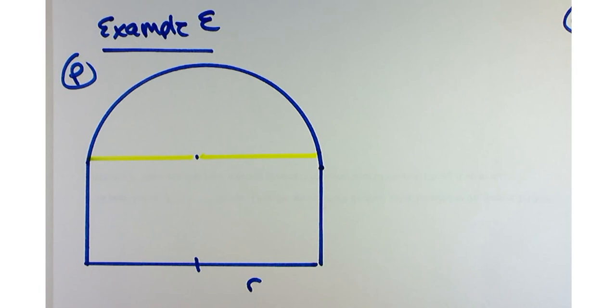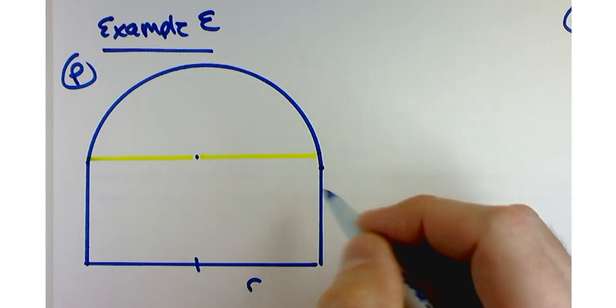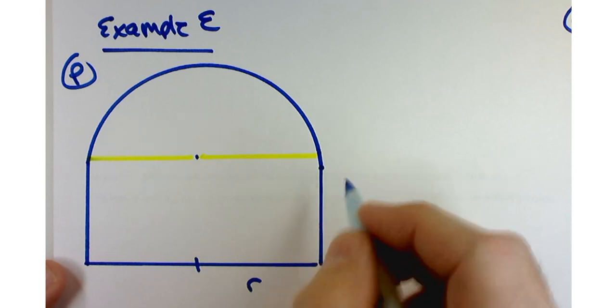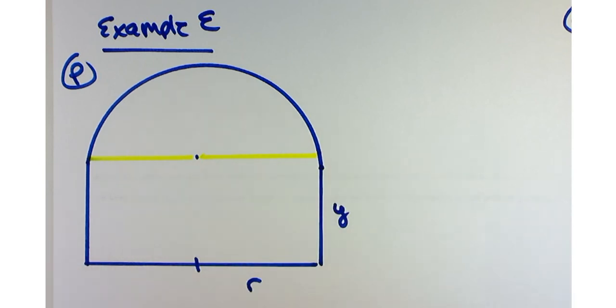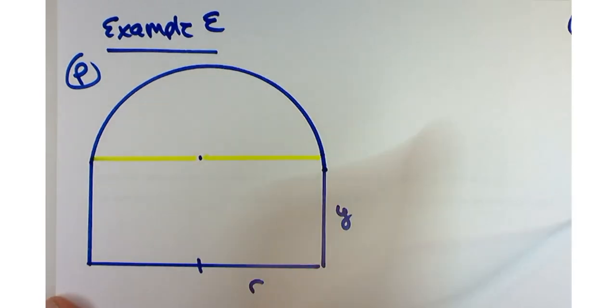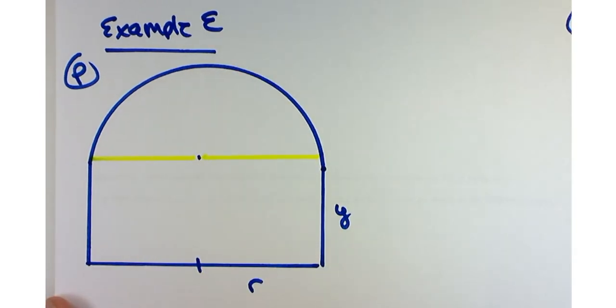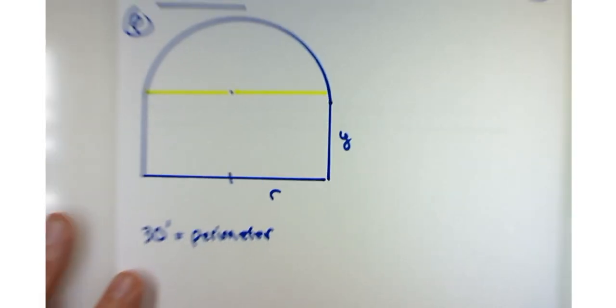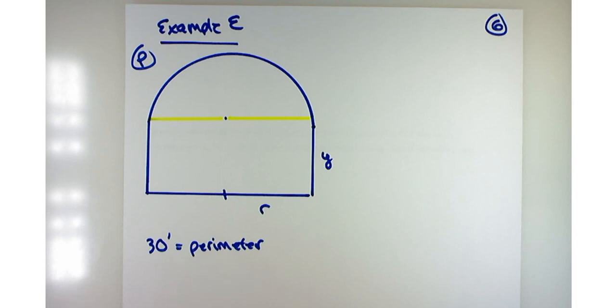And not much else I can label. I gotta have something for this side here. So let me call that one Y, just for the moment. We're gonna have to come up with something to put in there for Y. We know we have 30 feet of perimeter. So that's something we're gonna use. Let's write that down. 30 feet equals the perimeter. Peri meaning around, meter meaning distance, so distance around. 30 feet to use for this.